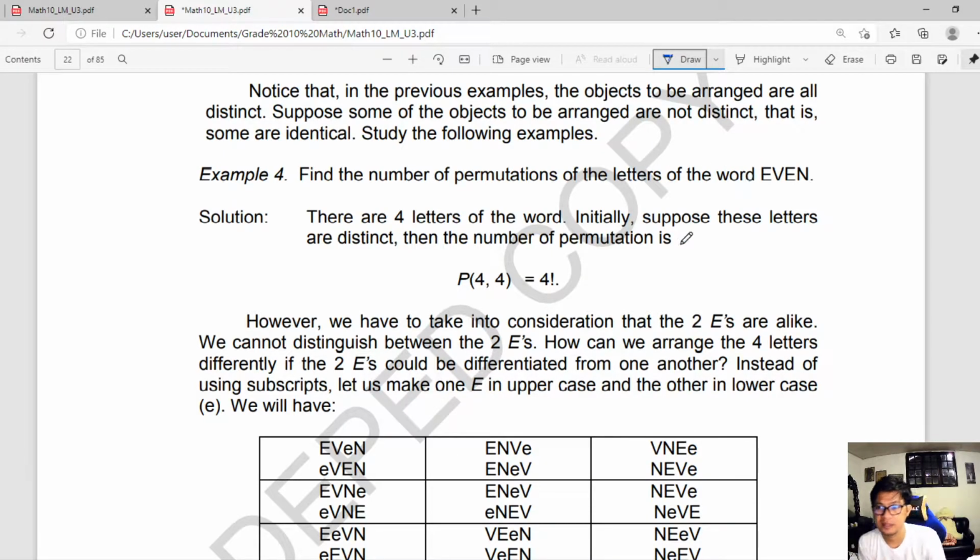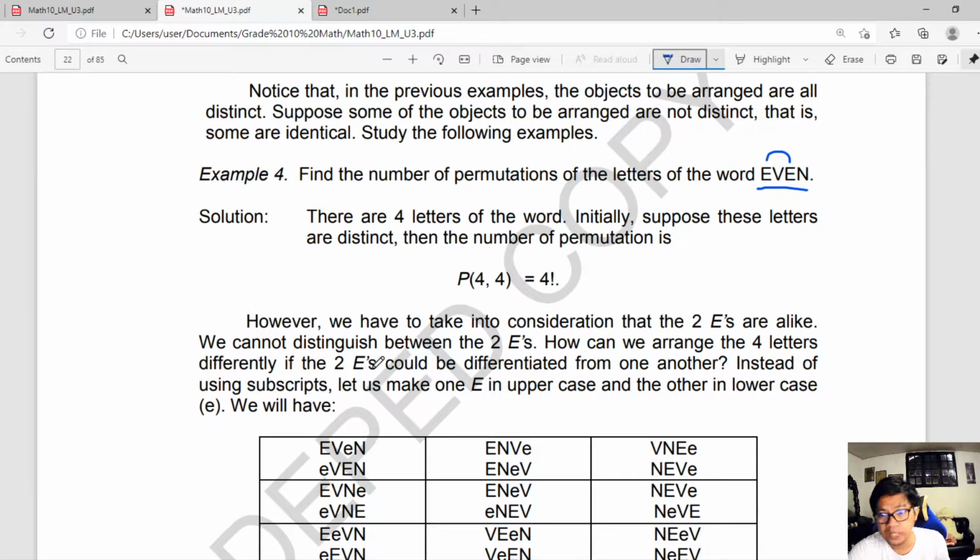even. So, as you can see, dalawa yung letter E natin, which are identical. So, pareha sila. So, we cannot identify kung ano dun yung first na E and ano yung second na E if we're going to arrange them, right? So, there are 4 letters of the word. Initially, suppose these letters are distinct, then the number of permutations is, pag distinct ito sila, ibig sabihin iba-iba yung letters. So, the permutation is permutation of 4, taking 4 at a time, or that is equal to 4 factorial. So, that is 4 times 3 times 2 times 1.